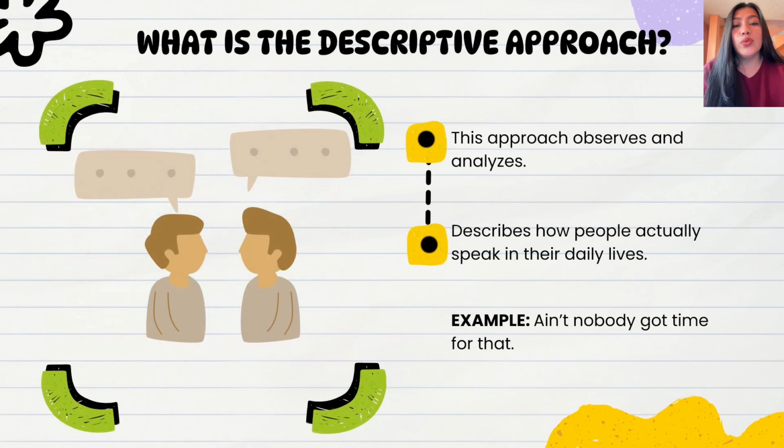On the other hand, we have the descriptive approach, which focuses on observing and analyzing how people actually use the language in their daily lives. Unlike the prescriptive approach, it doesn't seek to correct a speaker, but rather to understand and describe the forms they use to communicate. For example, "ain't nobody got time for that." Grammatically, it's not correct according to the traditional norms, but many people use it in informal contexts.